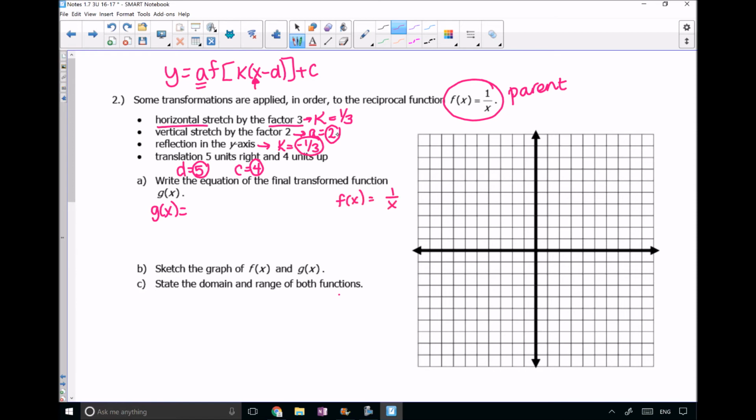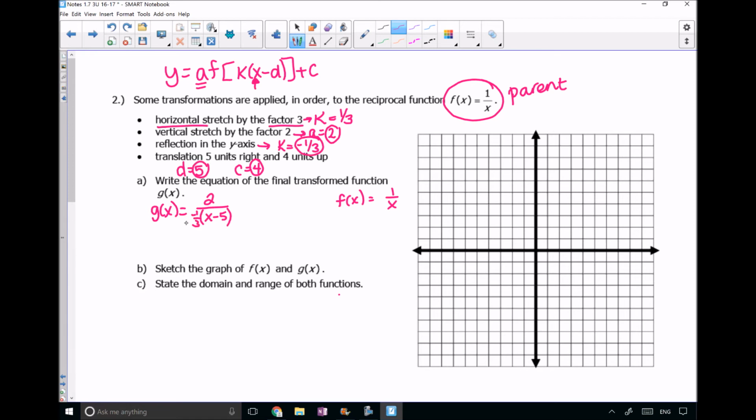So let's do the a part first. To multiply 1 over x by 2, it essentially becomes 2 over x, right? So right here, we know that it's going to be 2 over, and then inside of the brackets, this is saying that we have to do x minus d. So we know that x minus d is going to be x minus 5. But we have to multiply that by our k value, which is negative 1/3.